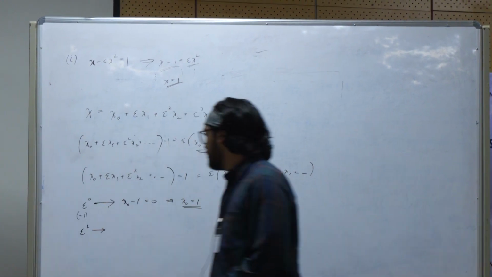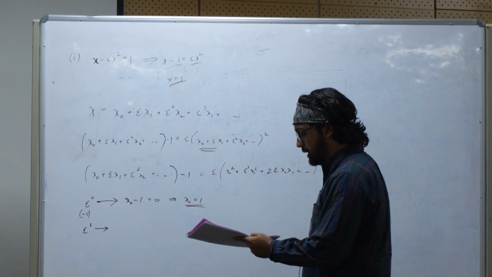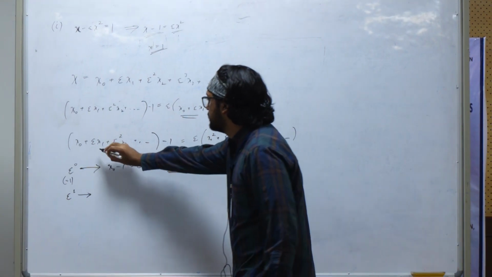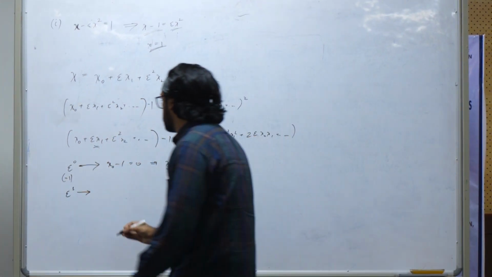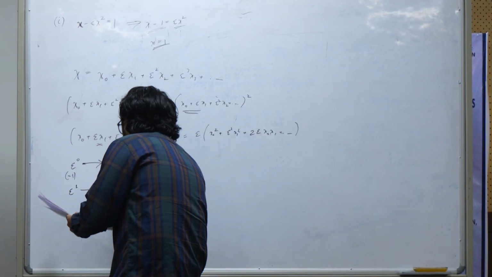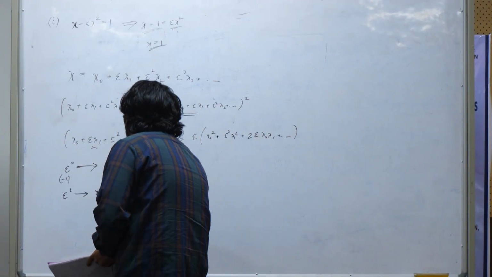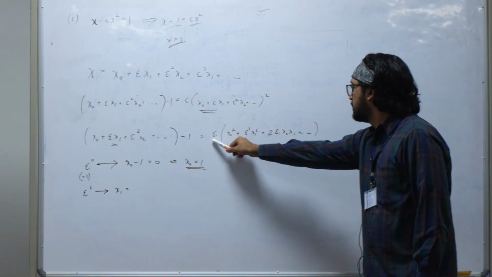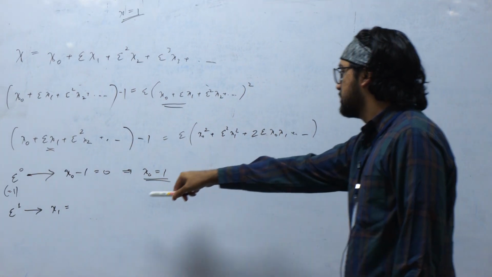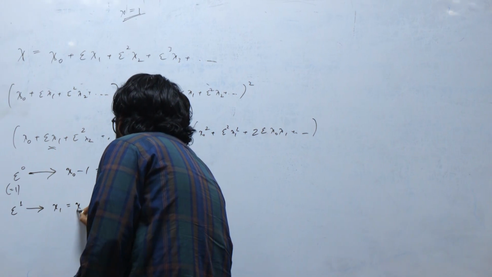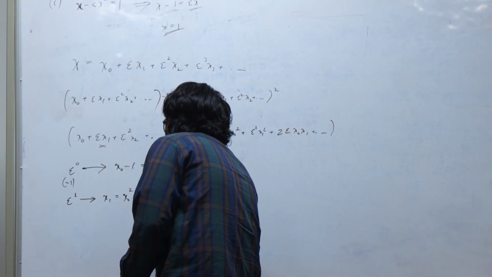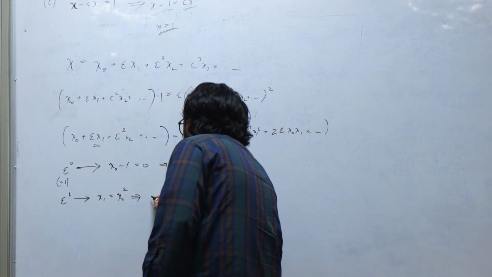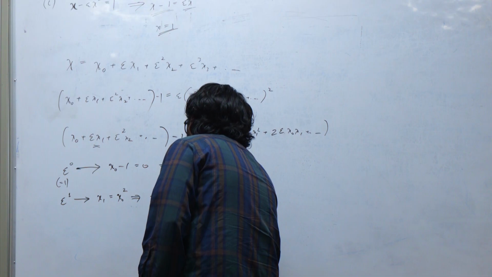Now, gathering the terms at the first order of epsilon, we have this term here, epsilon x1, so x1, and we have epsilon x naught square, so it's x naught square. We already know the value of x naught, which is 1, so the value of x1 is 1 again.